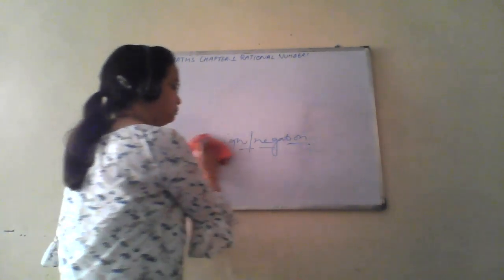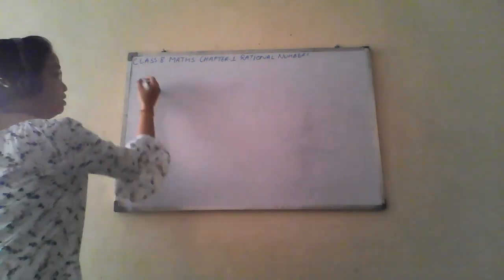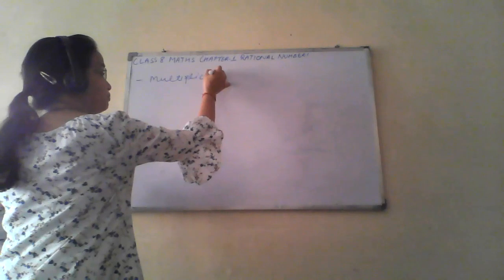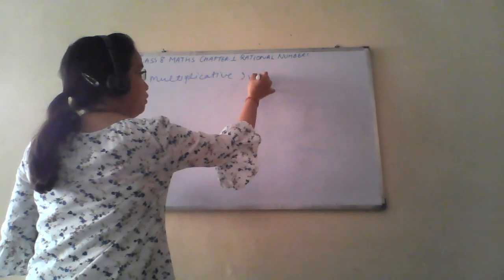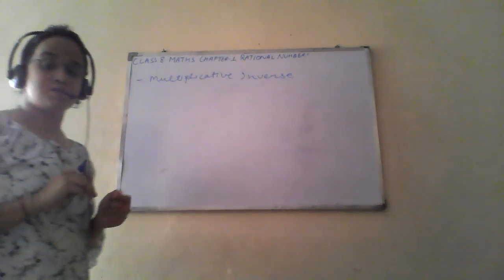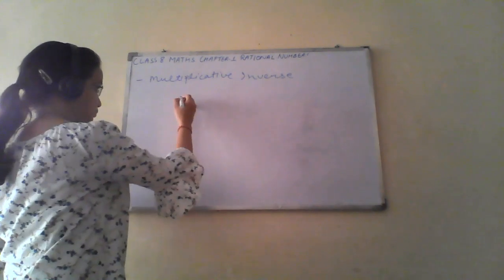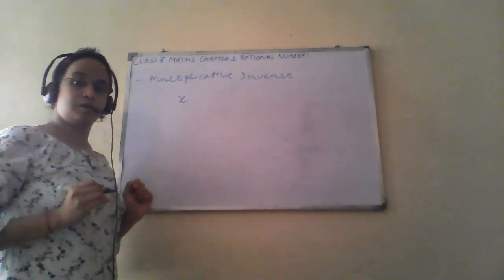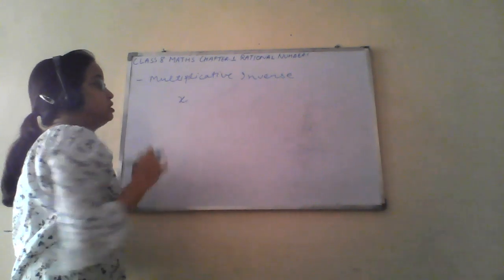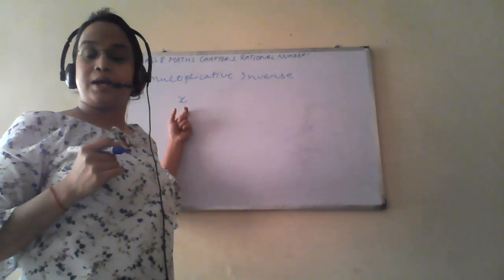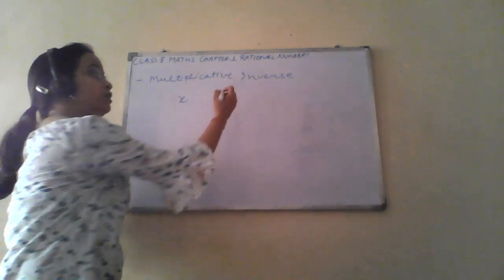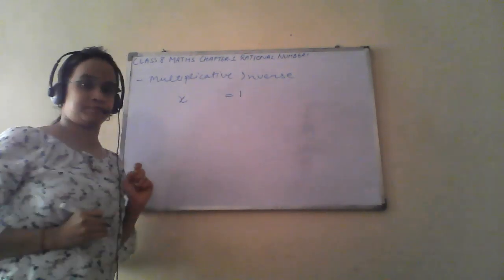Now, like additive inverse, we have multiplicative inverse. What is multiplicative inverse? Multiplicative inverse of a number. Suppose there is a number x. Multiplicative inverse of a number x is that number which when multiplied with x will give 1.